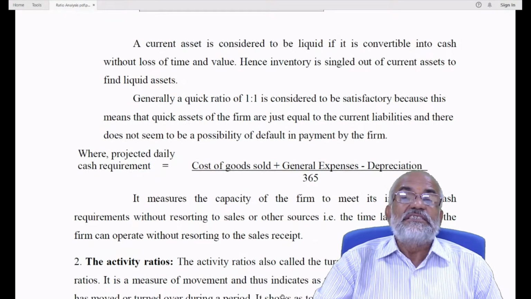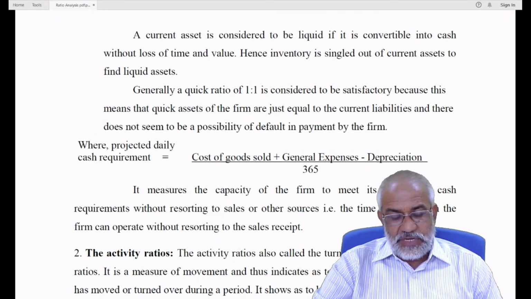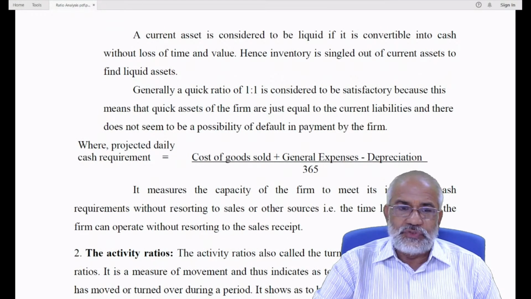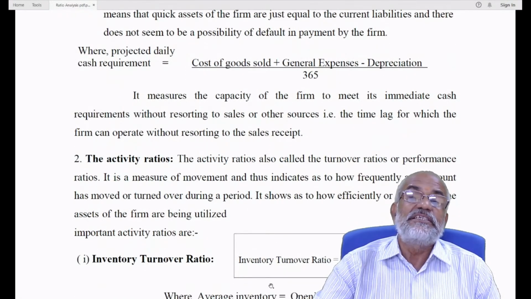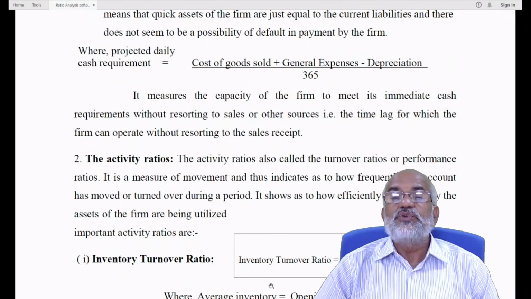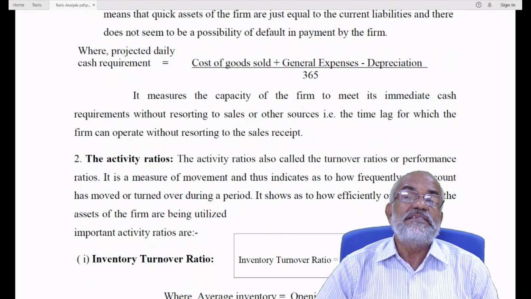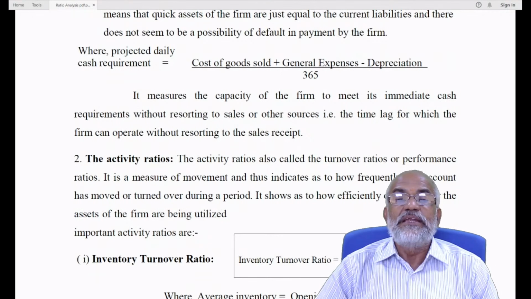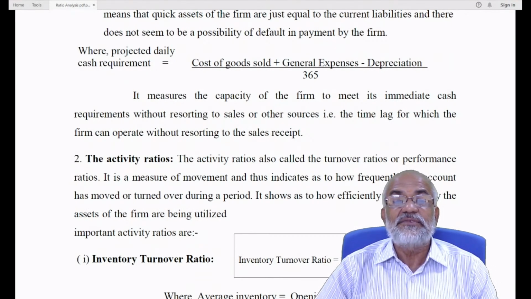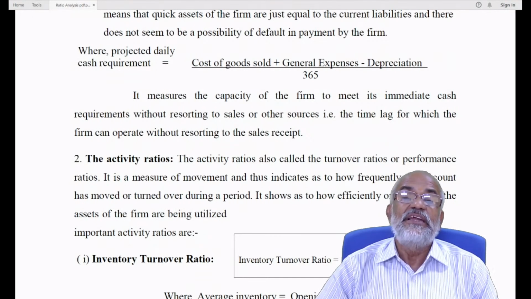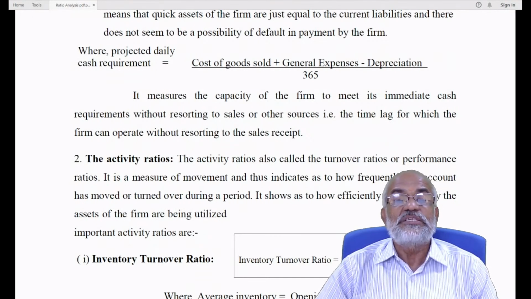So this is about the liquidity category of ratios. Then come to the activity ratios. The second category of ratios speaks about the activity ratios. The activity ratios are also called the turnover ratios or performance ratios. It is a measure of the movement and thus indicates how frequently an account has moved or turned over during a particular period. It shows how efficiently and effectively the assets of the firm are being utilized. That's why it is called activity ratio, otherwise called the turnover ratio.